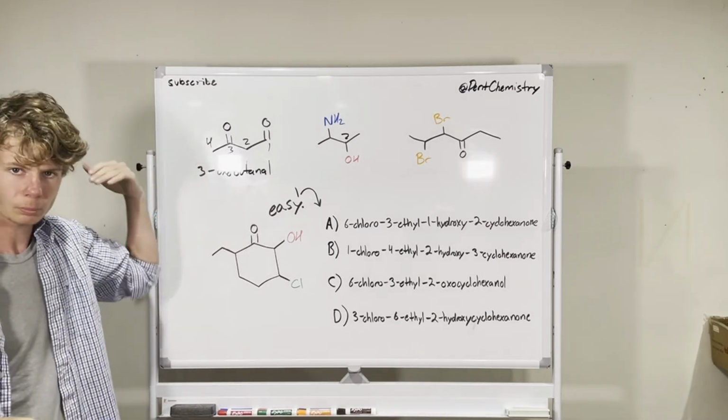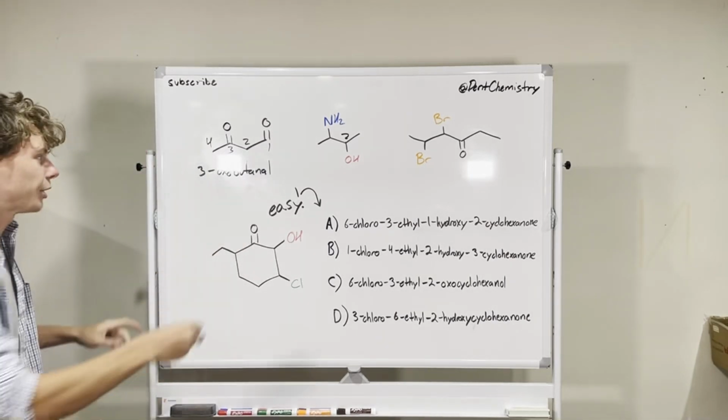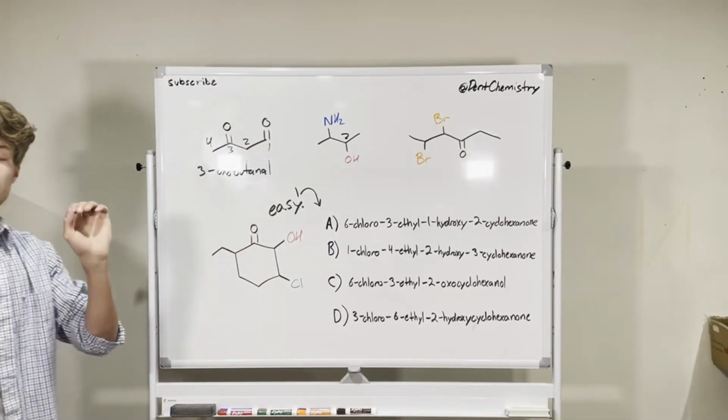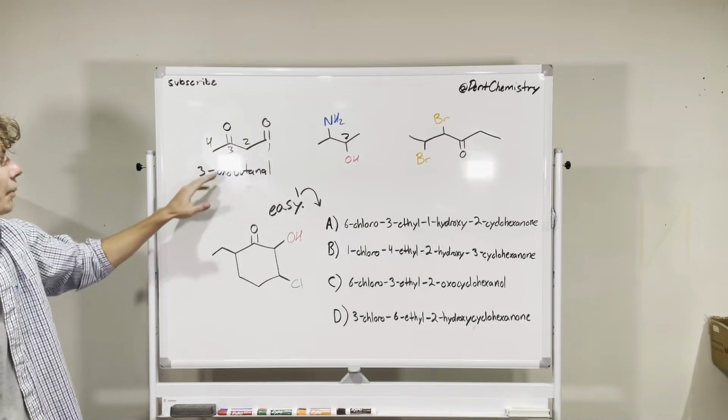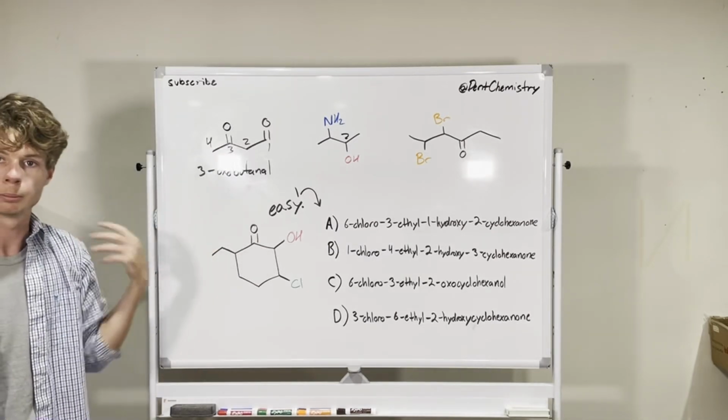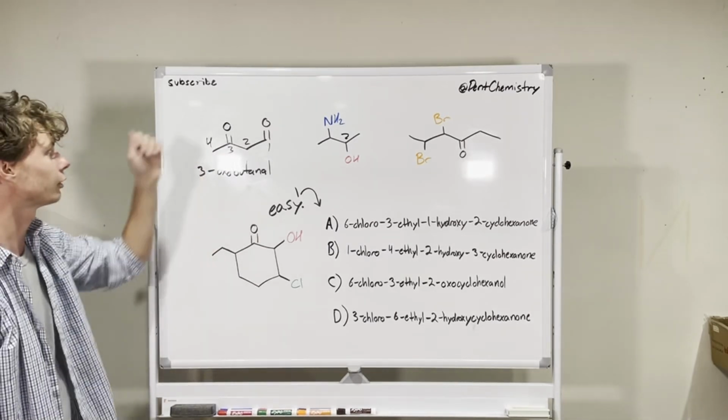Butane means I have 4 carbons. I drop the E, I add "-al" at the end, meaning my aldehyde is my highest functional group, and therefore the root. And then my ketone becomes a functional group prefix at the beginning, 3-oxobutanol.